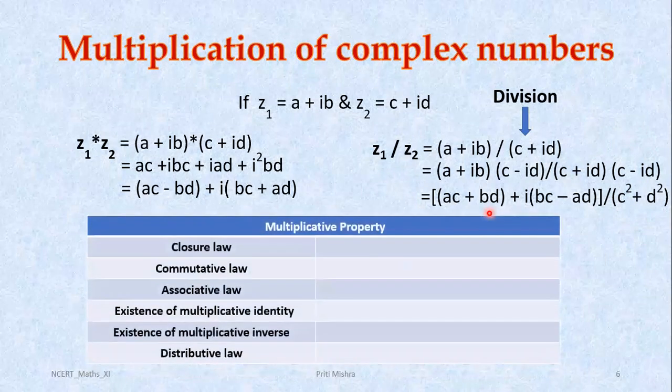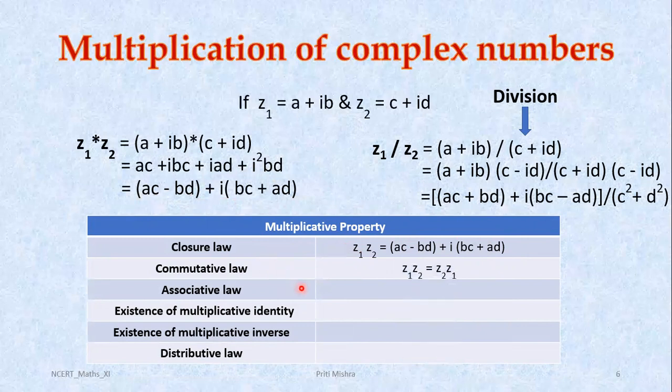Now let's find out multiplicative properties for the complex numbers. So first one is closure law. Yes, if we are multiplying two complex numbers, then the resulting number will be a complex number. z1 z2, as you can see here, (ac minus bd) plus i times (bc plus ad). This is a complex number. So closure law is satisfied here for the multiplication of complex numbers.